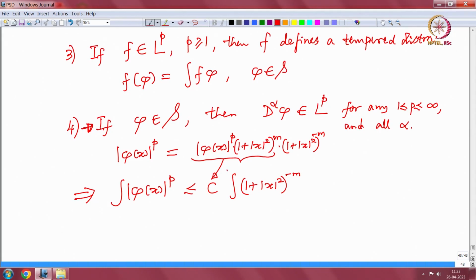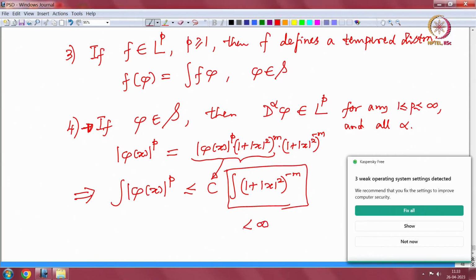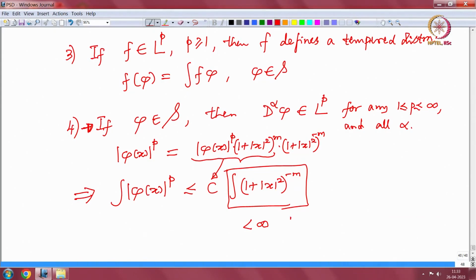Okay. And this is an interesting integral. If you have not seen it earlier, you should do that. This is finite for m bigger than n by 2. In fact, this integral can be evaluated in terms of the Euler gamma function. If you have not done it, do it. It is a nice exercise. First you do it for n equal to 1, and then for general n you use spherical coordinates.